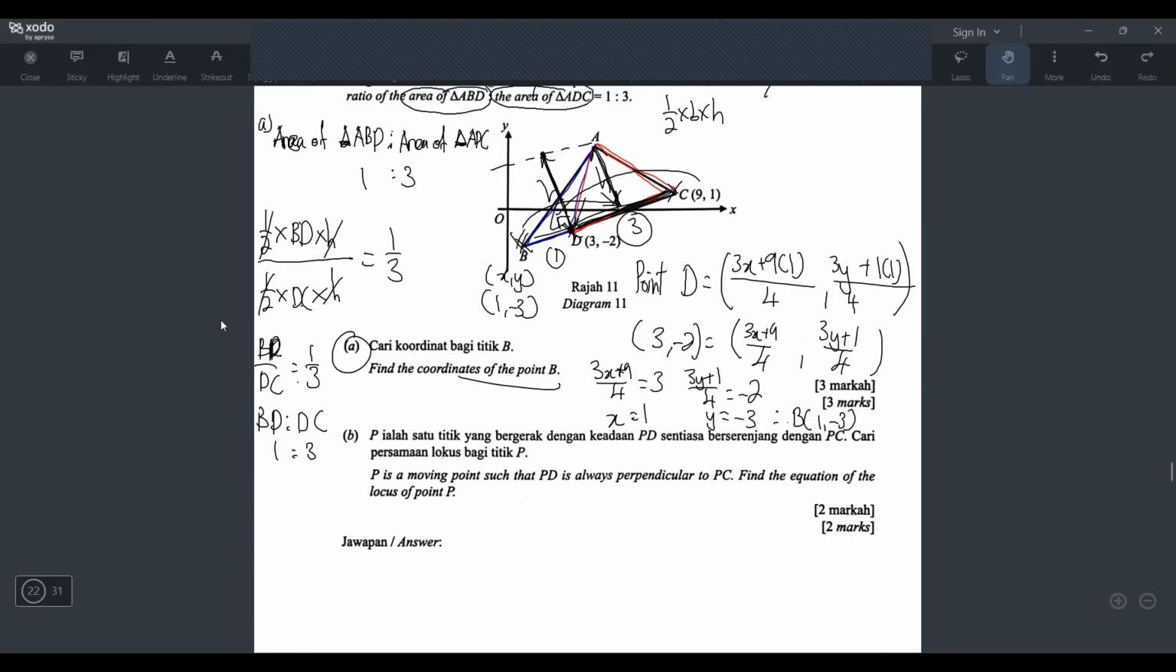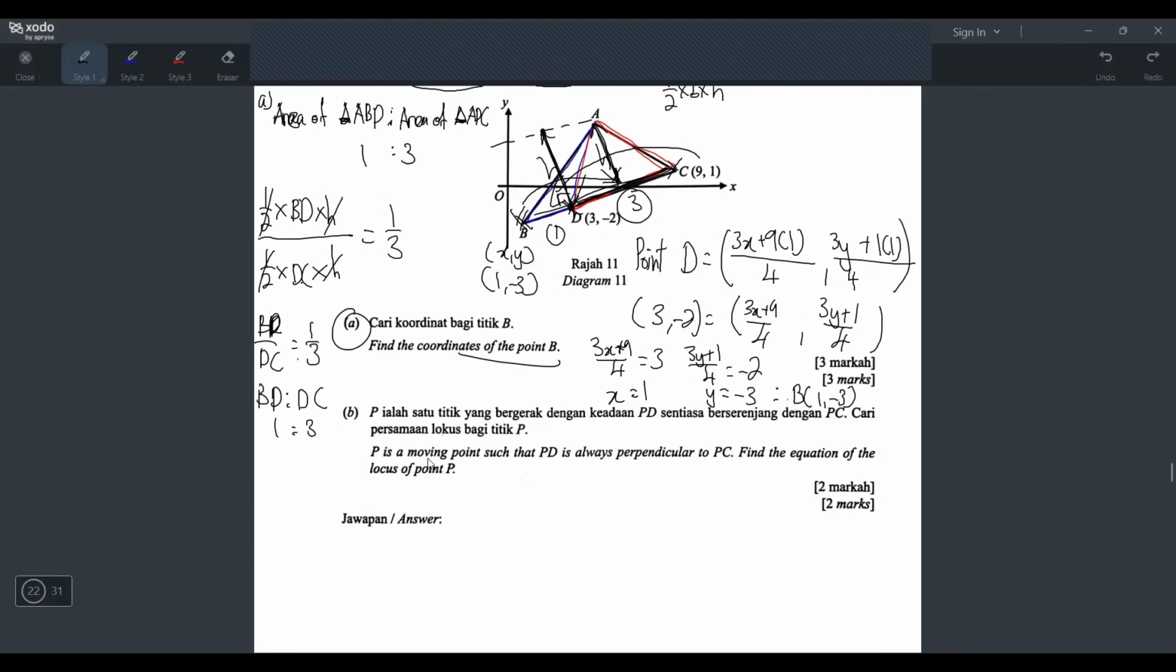Let's continue. Soalan B. P is a moving point, means this is a locus question lah. It means the point P coordinate you have to jadikan XY. Because when I teach my students, I always say the same thing. If doing a locus question, always jadikan the moving point XY. Okay, so P is the moving point, so the coordinate of P, we don't know, we call it XY. Okay, and then they say such that what? Such that PD is always perpendicular.